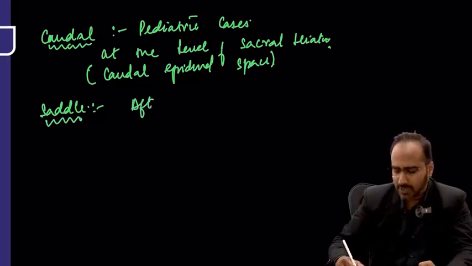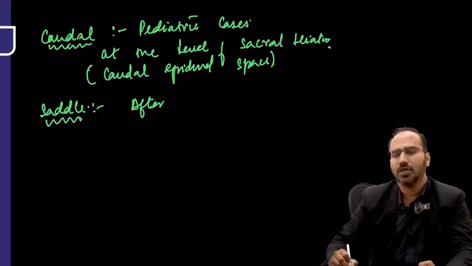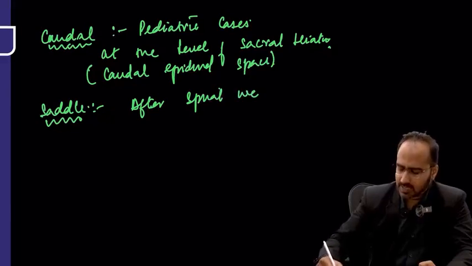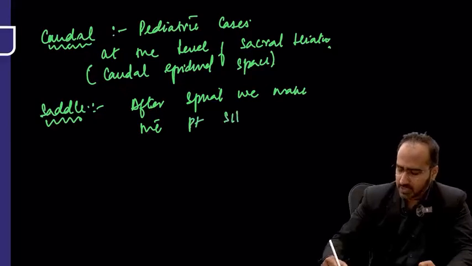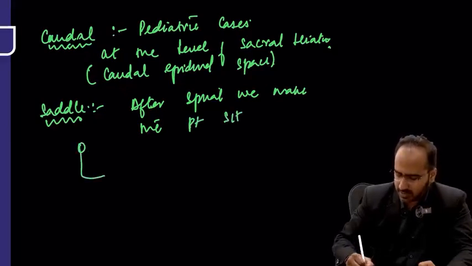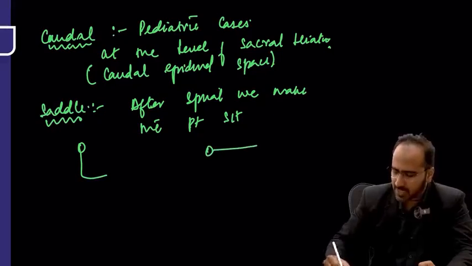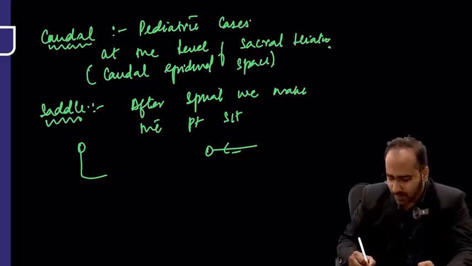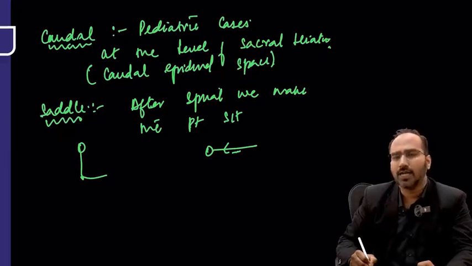Saddle anesthesia means what? After giving spinal, you don't make the patient lie down. You make the patient sit. Normally after spinal, you make the patient lie down so that the drug that you have given in the L3, L4 space slowly ascends up. But if the patient is posted for perineal surgery and you want the effect on the buttocks only, what we need to do is just make the patient sit after giving spinal.